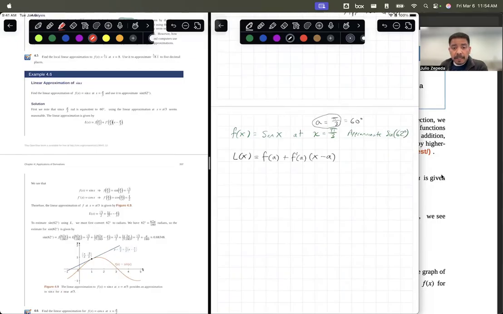Okay, so let's go ahead and find the linear approximation. So L of x is going to be f of pi over 3 plus f prime of pi over 3 times x minus pi over 3.